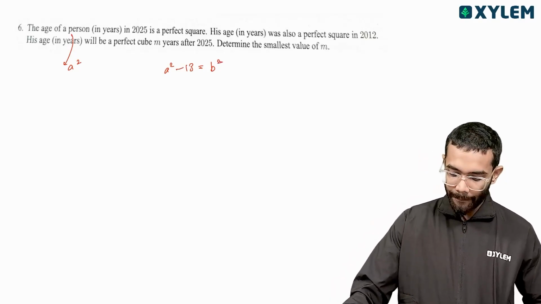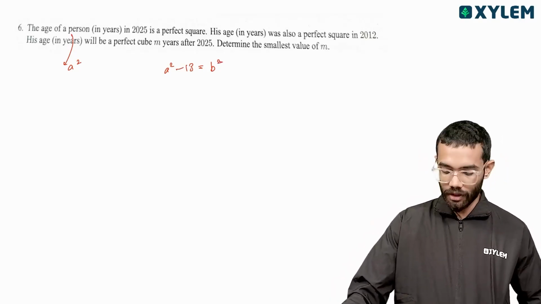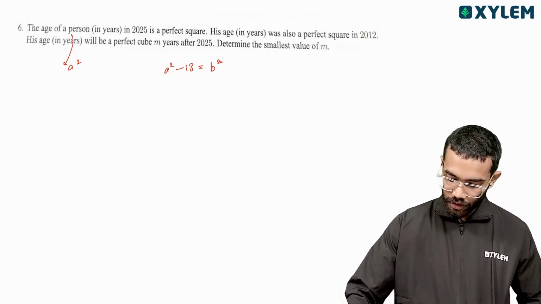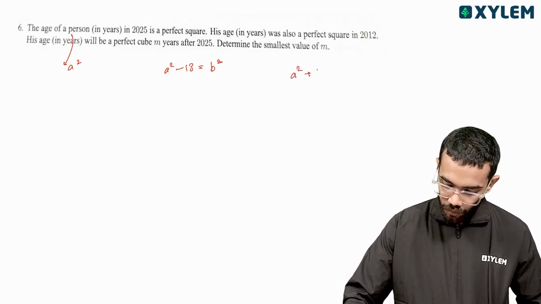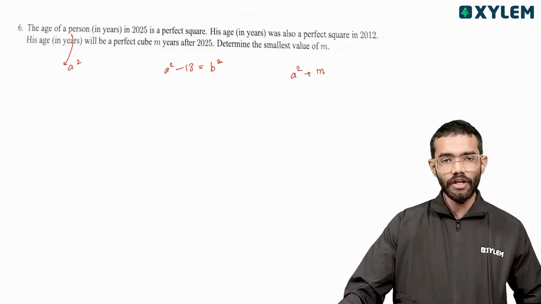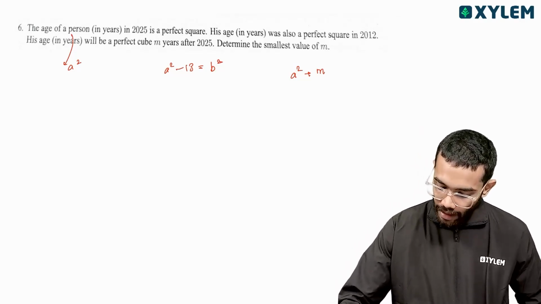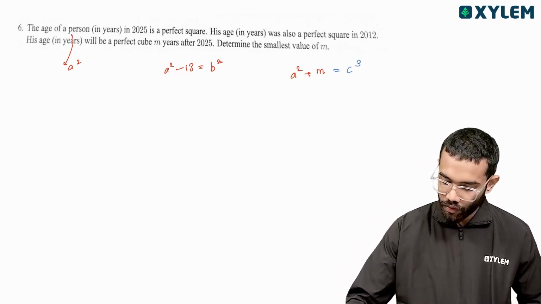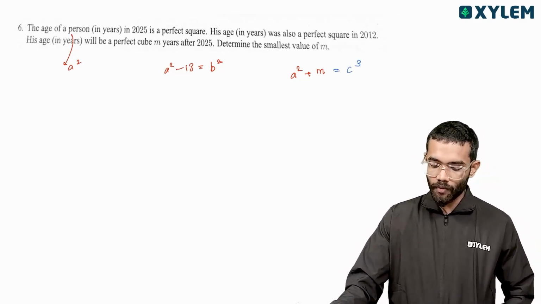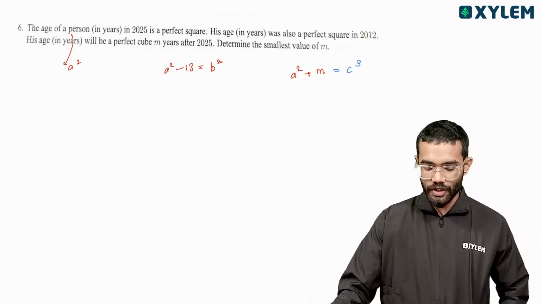His age will be a perfect cube m years after 2025. After 2025, m years after 2025, his age will be a square plus m, and that is a perfect cube, which is equal to c cube. Then what is the smallest value of m? Determine the smallest value of m.